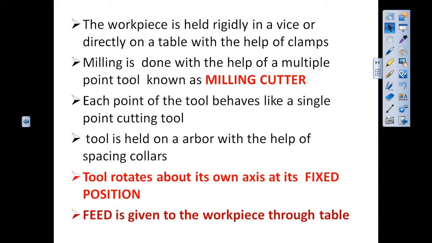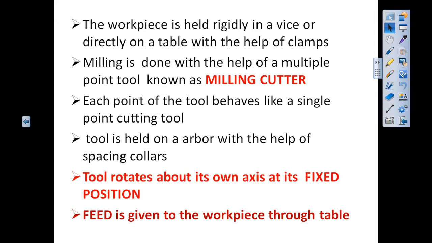Here are the basic features of the milling operation. As in other operations, the workpiece is held rigidly in a vise or directly on the table with the help of clamps. Milling is done with the help of a multiple point cutting tool, which is known as a milling cutter, and each point of the tool behaves like a single point cutting tool. The tool is held rigidly in an arbor with the help of a spacing collar.